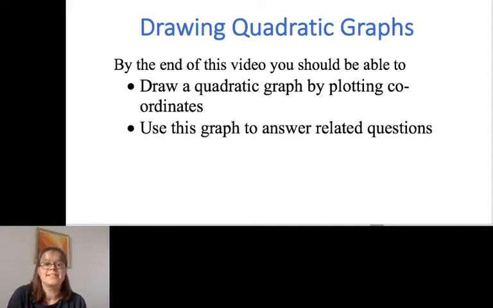Okay, welcome to this lesson on drawing quadratic graphs. By the end of this lesson, you should be able to plot a quadratic graph by working out the coordinates and joining those up. Also, we're going to look at a few of the types of questions they might ask you in the exam when you've drawn a quadratic graph, and you should be able to answer those afterwards as well.